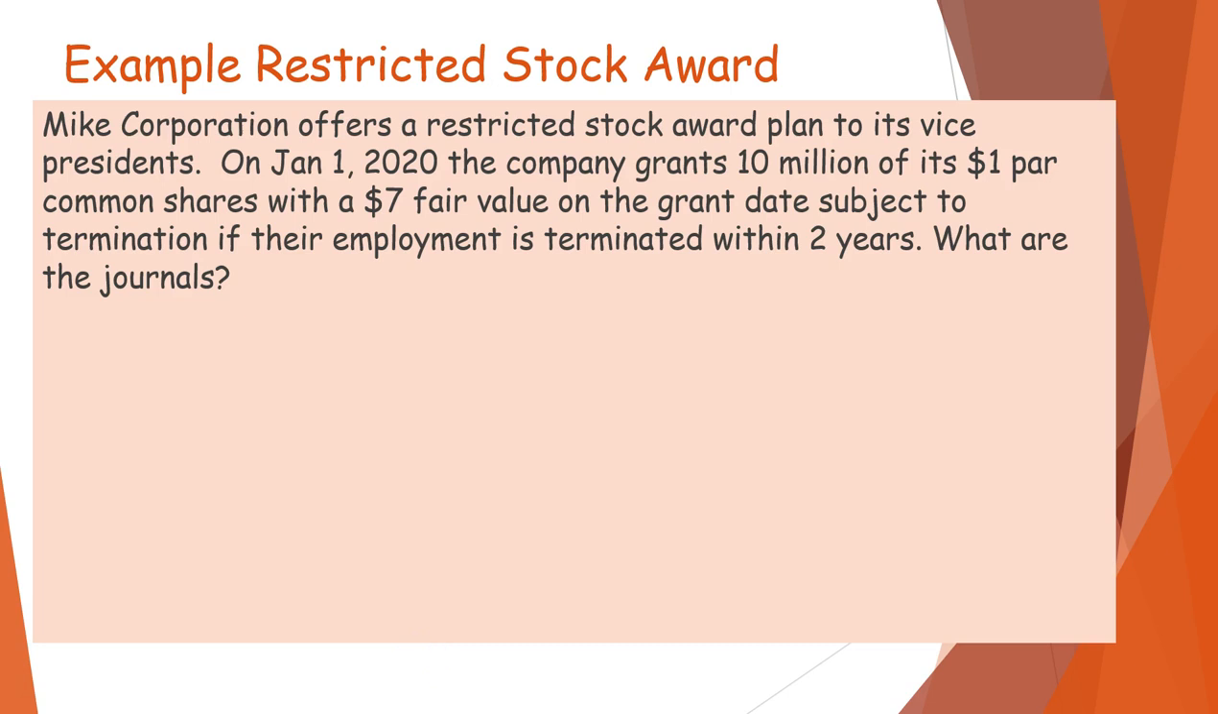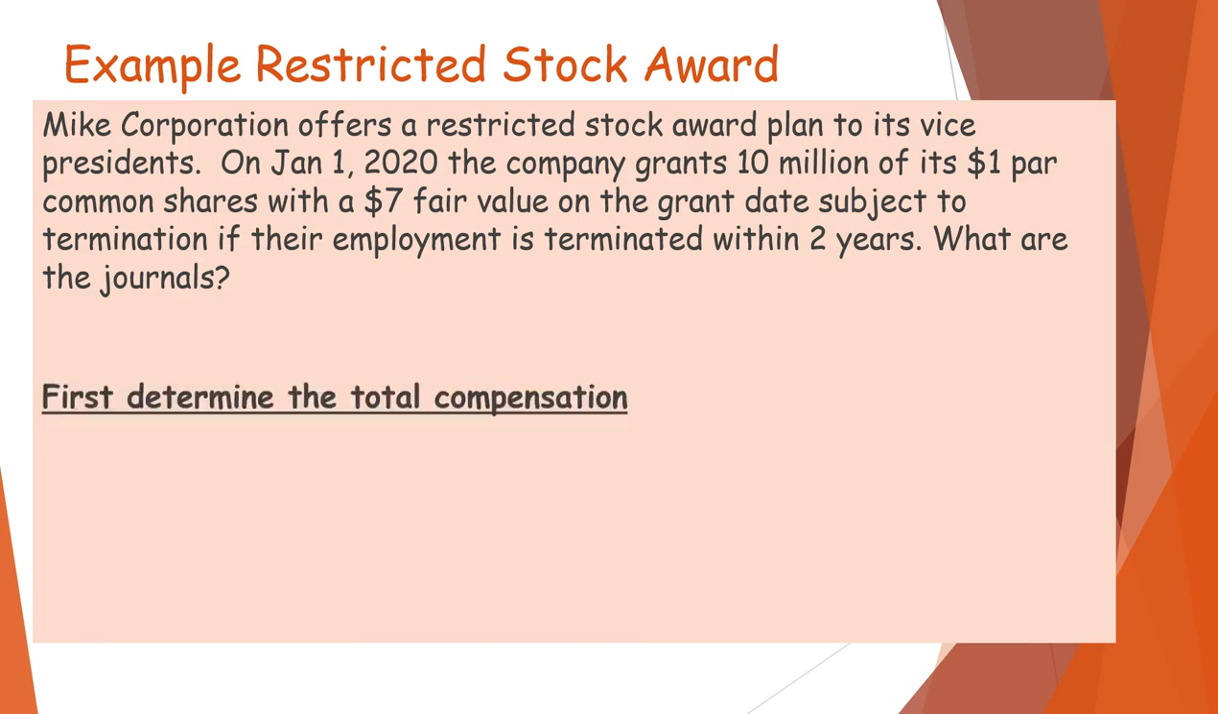Now, my corporation offers a restricted stock award plan to its vice presidents. On January 1st, 2020, the company grants 10 million of its $1 par common shares with a $7 face value on the grant date, subject to termination if their employment is terminated within 2 years.